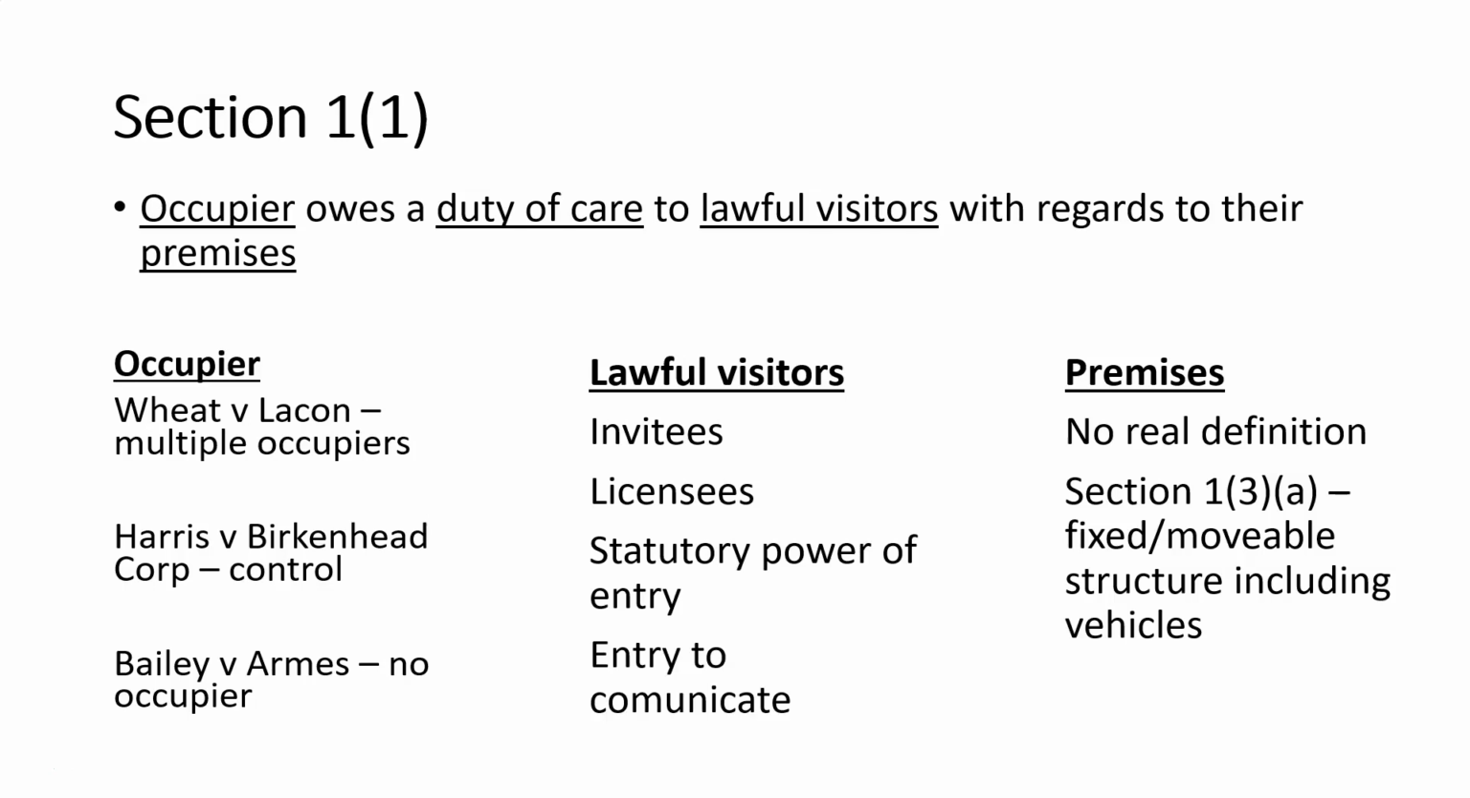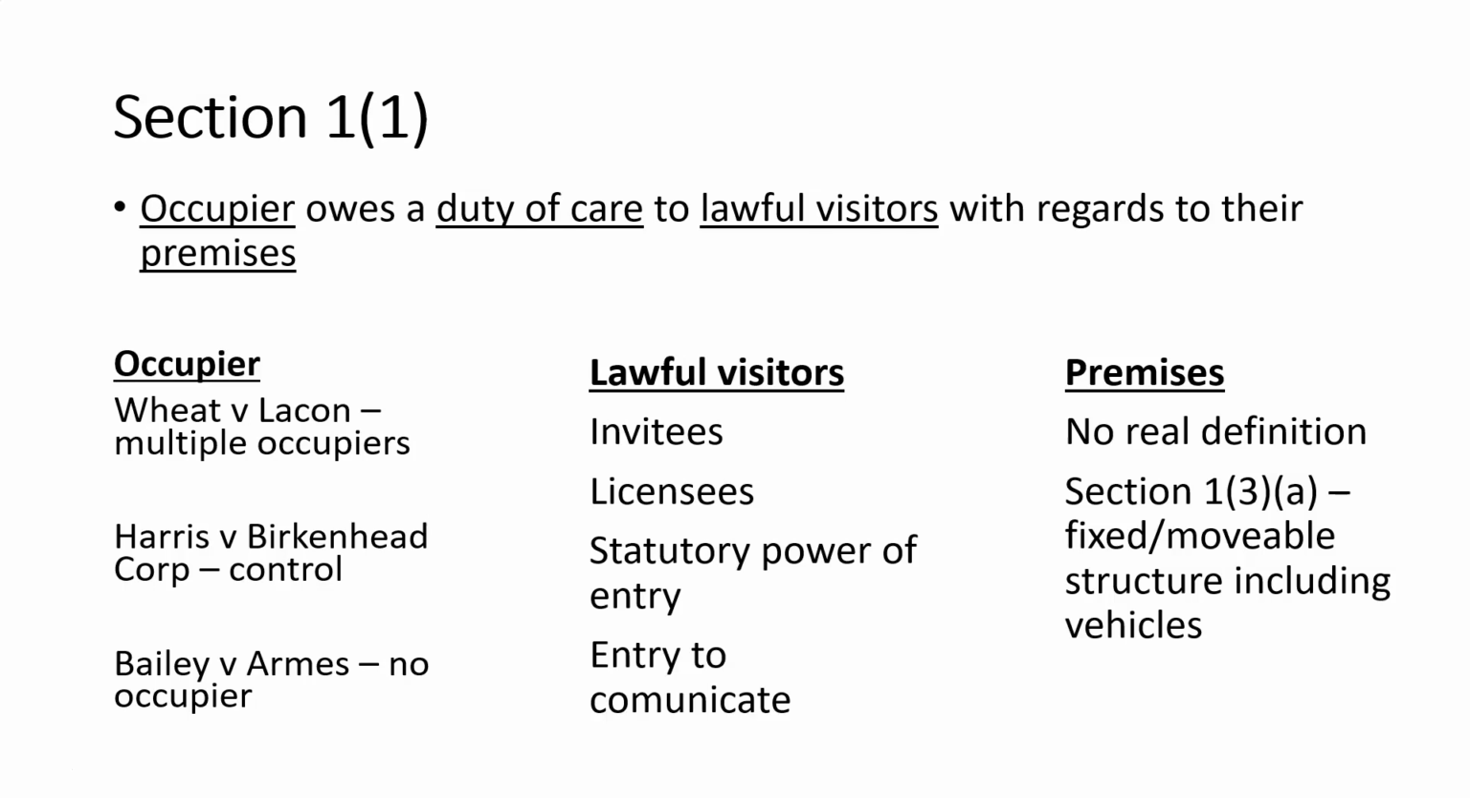And finally, the last thing to remember is entry to communicate. What you've got to remember is someone's front garden is their premises. It's not just their house, it's also the garden as well. Everybody has the power of entry to communicate, which means you have the right to go up to someone's front door to communicate with the people inside. So typically people like Jehovah's Witnesses or political party candidates or salespeople have the right to go into your garden. In essence, they're not trespassing because they're going to try and communicate with you.